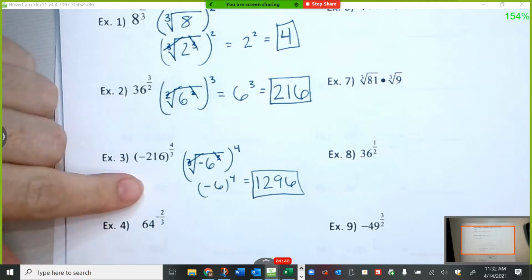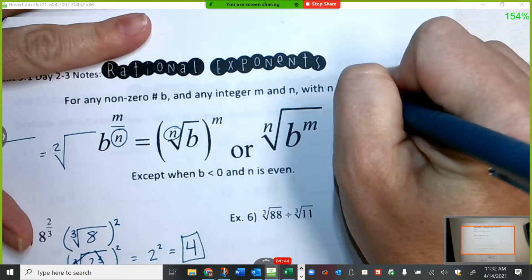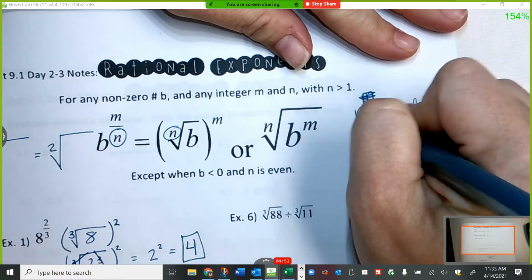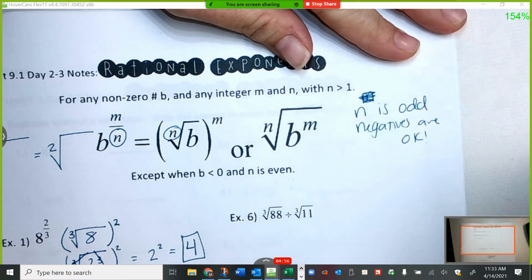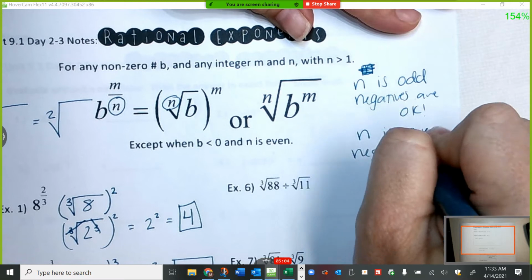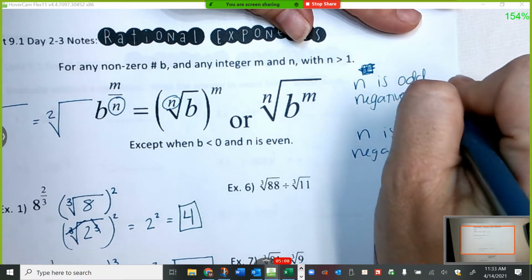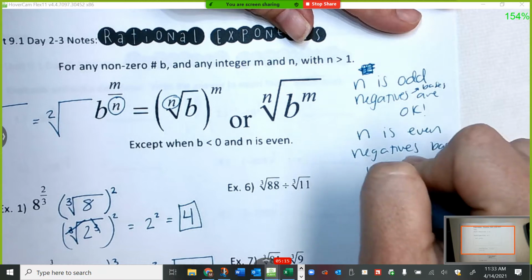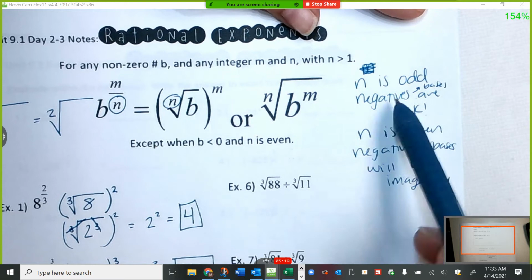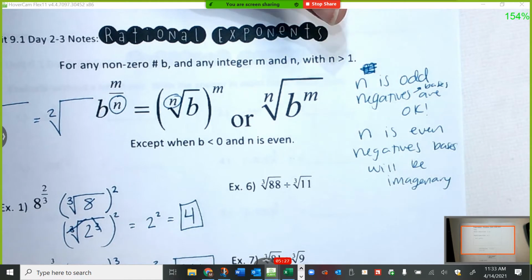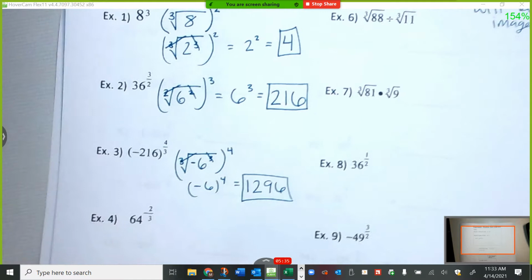So we have another example. Just remember, if n is odd, negatives are okay. If n is even, negative bases are going to be imaginary. So if n is odd, negative bases are okay. If n is even, negative bases will be imaginary. We'll get to an example, I promise. This is an example of it being odd. It worked out and it's fine.